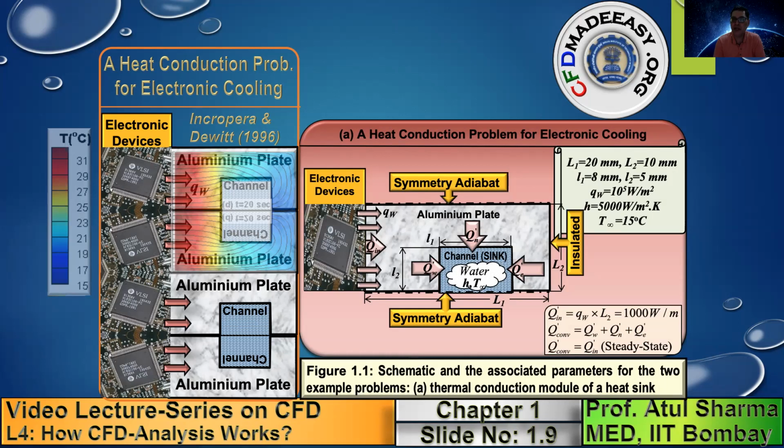The amount of heat flux which is dissipated from the electronic chip is 10^5 watt per meter square, or 100 kilowatt per meter square. The water flowing through this channel corresponds to forced convection, where the convective heat transfer coefficient is 5000 watt per meter square Kelvin. The water flowing through the channel has a temperature of 15 degrees centigrade.